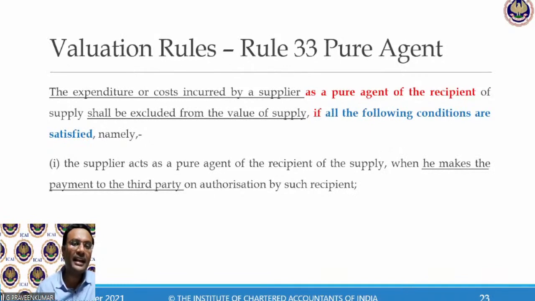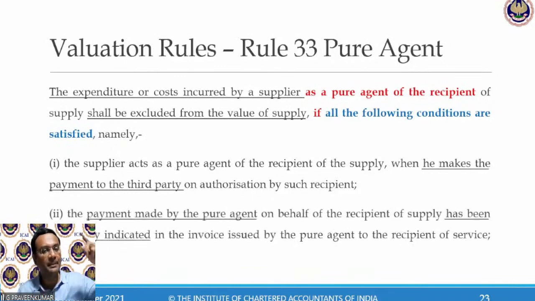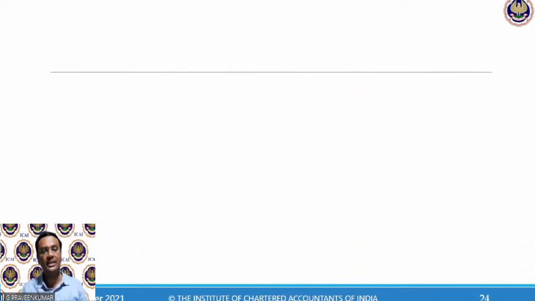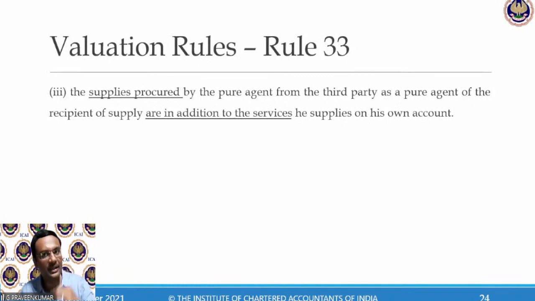First, the supplier acts as a pure agent of the recipient when he makes the payment to a third party. So the third party, in case of MCA, knows that this money is being received from XYZ Private Limited. The payment is made by a pure agent on behalf of the recipient, where it has been separately indicated in the invoice. So when I raise an invoice to my client, I say 5,000 is professional fee, 300 is your ROC fee paid. The supplies procured by the pure agent from a third party are in addition to the supply of services.